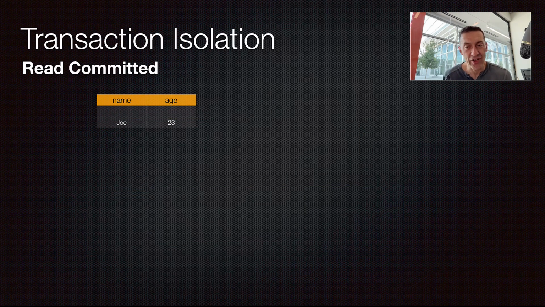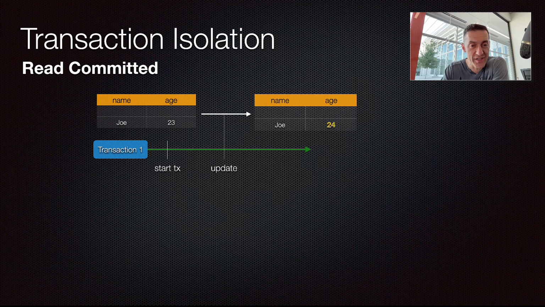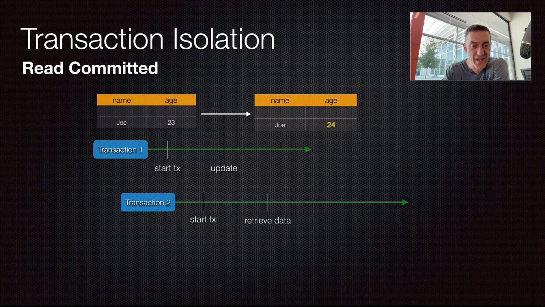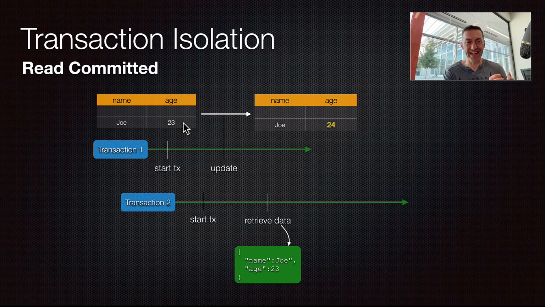The next isolation mode is read committed. Again, same data table, same data. Let's say transaction 1 starts and performs an update. Then the second transaction also starts and retrieves data. As you can see, the data that it gets is the actual last known good data, the one that hasn't been modified by any uncommitted transaction. So far so good, because both transactions see data as it was before any other transaction started, and even while some other transactions are running, you still get last known good data.